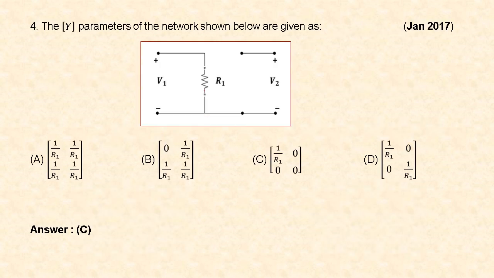Next question. The Y parameters of the network shown below are given as. This question was asked in 2017 and they are given the network and they are given the resistance as R1 ohms. Options are option A, all the entries are 1 by R1 matrix. Option B, first is 0 and all the other terms are 1 by R1. Option C, first term alone we have 1 by R1. And option D, first and last term are 1 by R1. Here option C is correct. Let us see the solution.